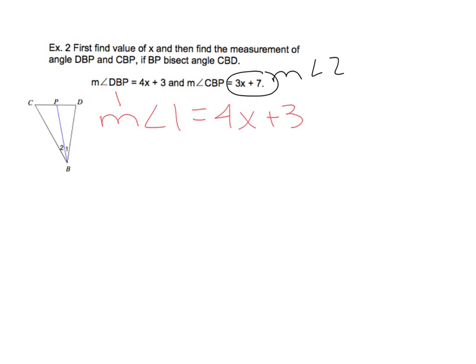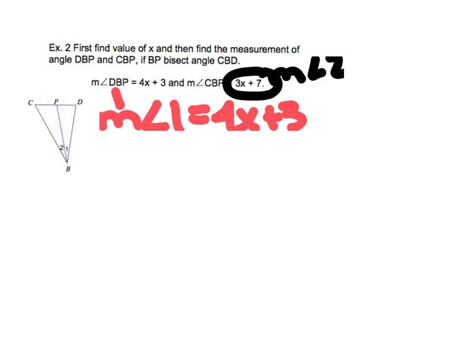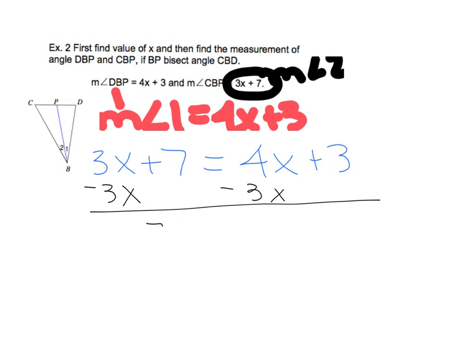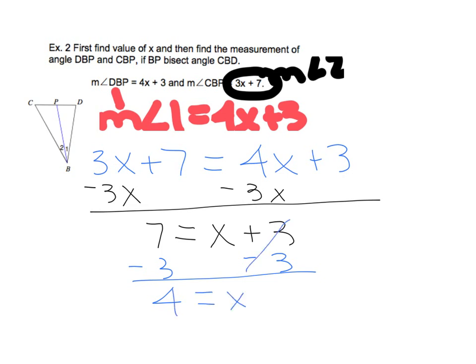So if it's true that BP, this in the middle, is bisecting that angle, then we know that these two are in fact congruent to one another. So when we set this problem up, we'd have 3x plus 7 equal to 4x plus 3. Now we can solve. I'm going to subtract 3x from both sides. I'll end up with 7 equals x plus 3 because 4x take away 3x is 1. Then I have to subtract 3 from both sides. 7 take away 3 leaves you with 4 equals x. So we know what x is.